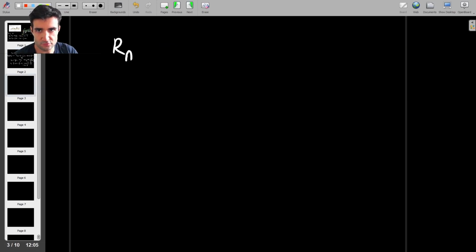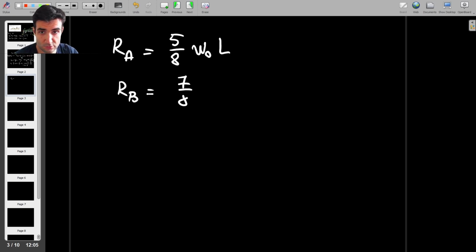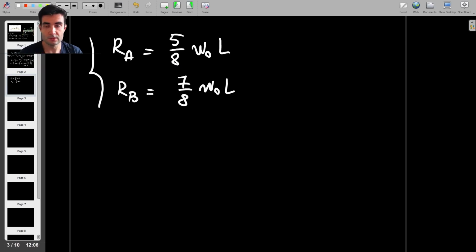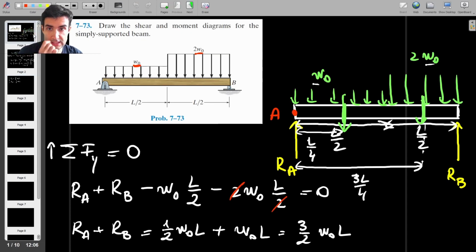So I'm going to write the reaction forces here. We have RA on one hand, which is 5 over 8 W naught L, and then we have RB, which is 7 over 8 W naught L. And that's it. So we have that RB is greater than RA, and from an intuitive point of view, this does make sense because most of the load is focused on the right hand side of the beam towards B, so it makes sense for B to take most of the reaction.